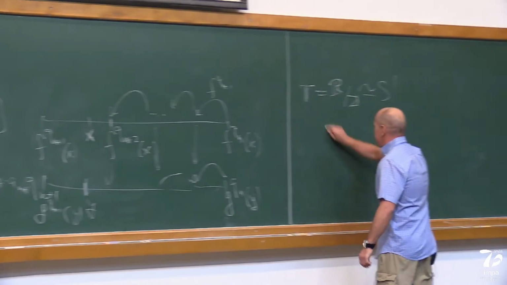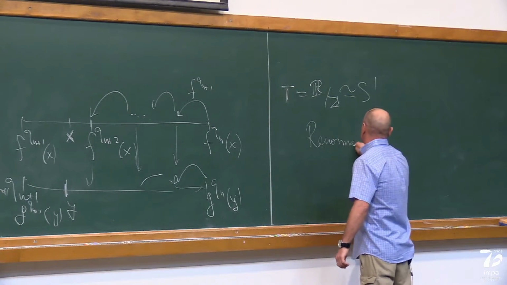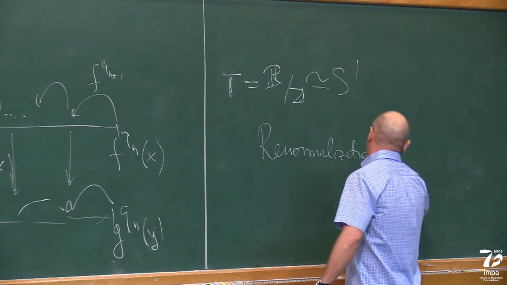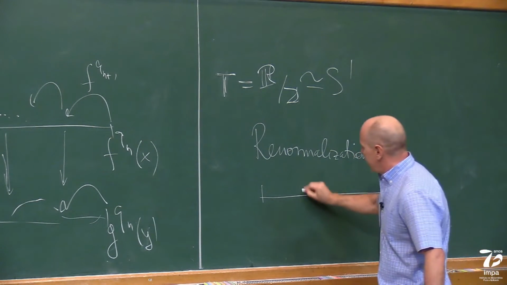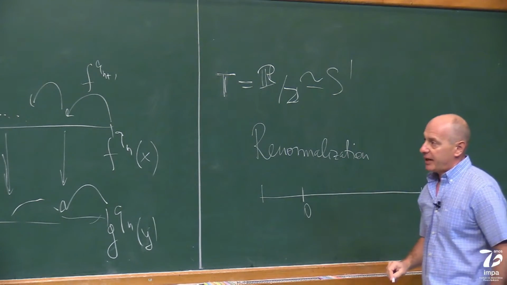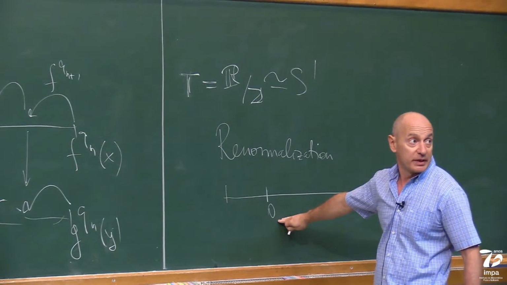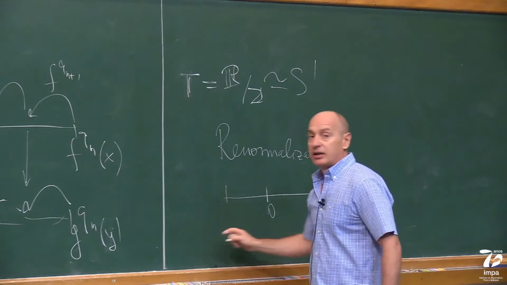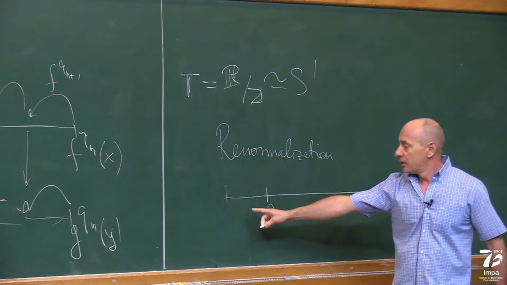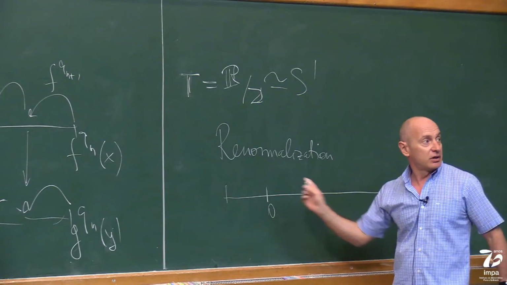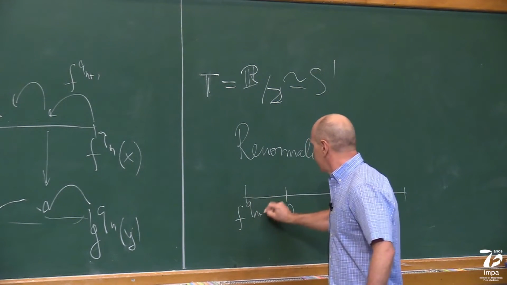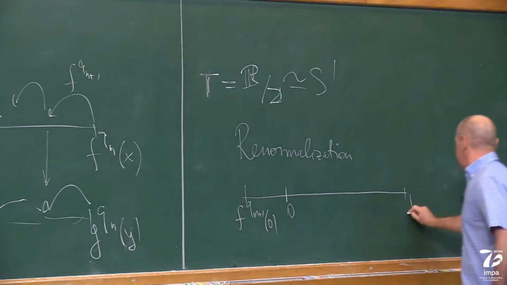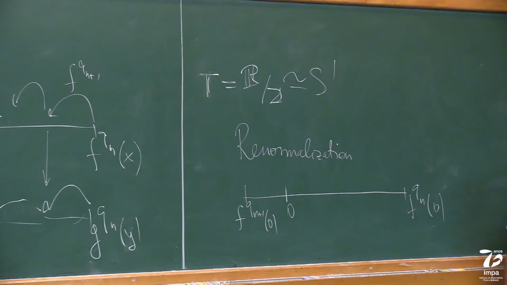So, renormalization. I'll just take 0. I'll take closest returns of 0 on the opposite side. So I'll take f^(q_n+1) of 0, f^(q_n) of 0. And then I'll do the usual thing. Renormalization is a rescaled first return map.